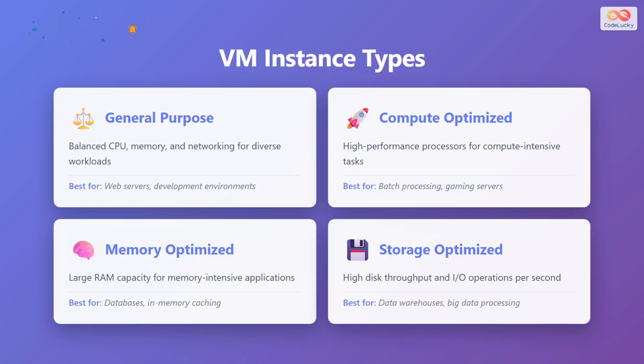gaming servers. Memory-optimized instances come with large amounts of RAM, making them perfect for databases, in-memory caching systems, and big data analytics. Finally, storage-optimized instances offer high disk throughput and IOPS, which stands for input-output operations per second. These are best suited for data warehouses and big data processing applications that need to read and write large amounts of data quickly.